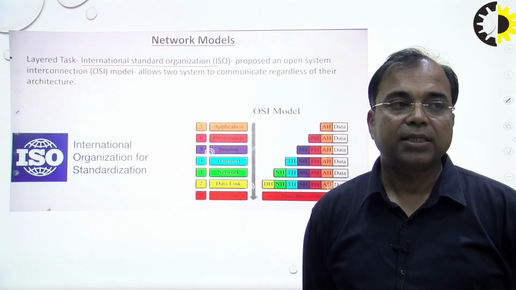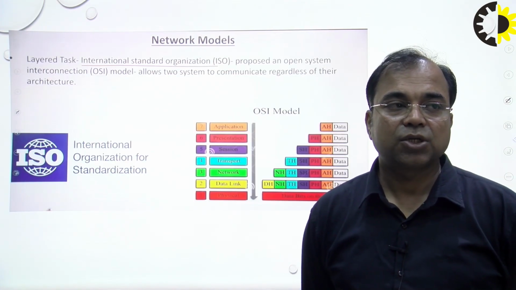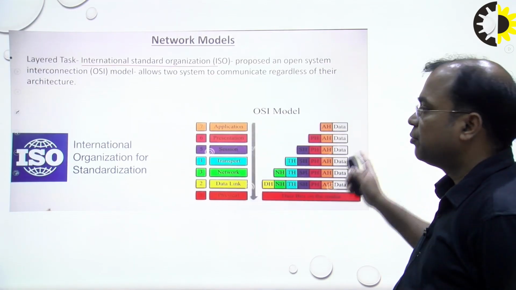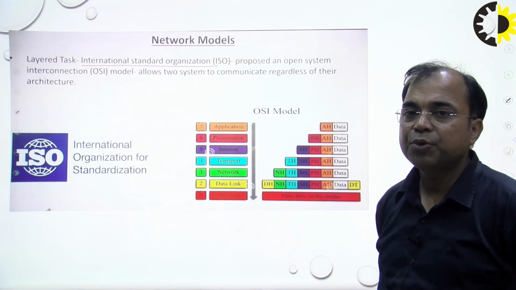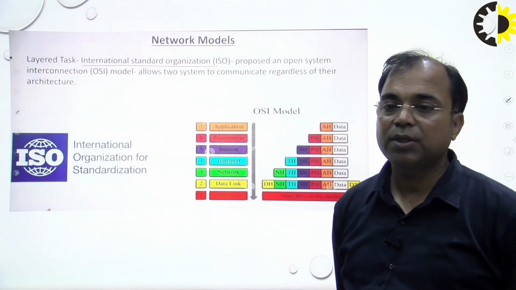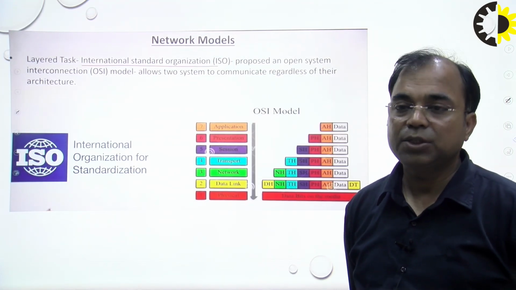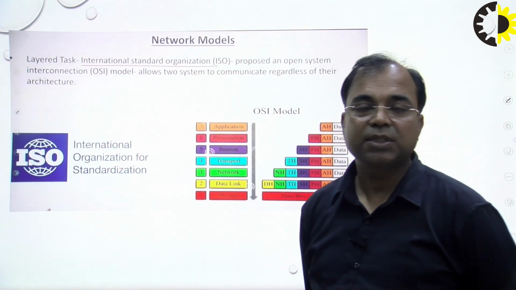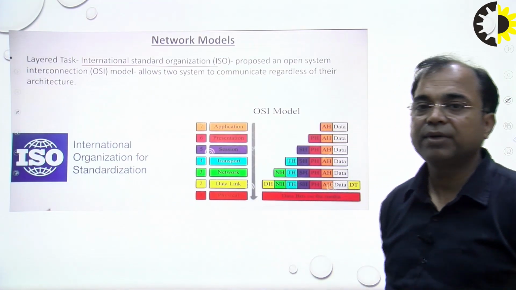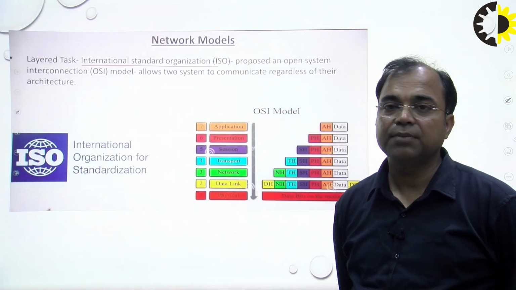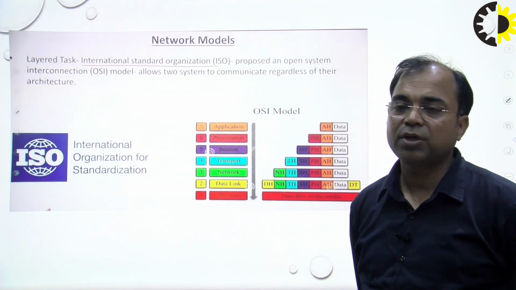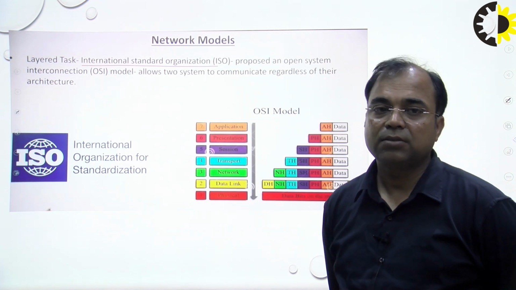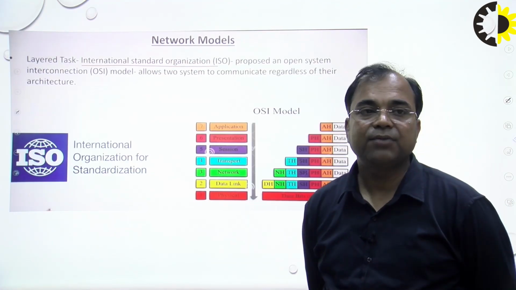So ISO, that is International Organization for Standardization, is what proposed the OSI model. Basically, it is a hypothetical model. Hypothetical model means it is not in use, but it is the reference model. We take reference of this model and then we create different models like TCP/IP, NetBEUI, SPX/IPX, and many other models, and then we implement them on our system to communicate with each other.